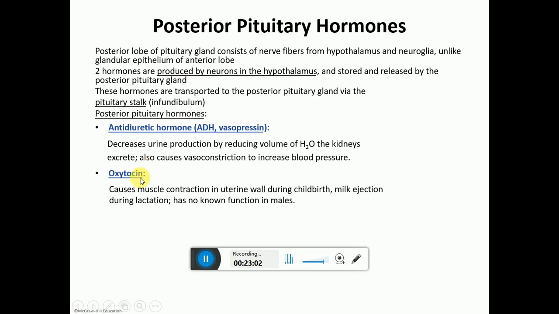The next hormone, oxytocin, leads to muscle contraction during childbirth. It also contracts the smooth muscles in the breast tissue in order to eject the milk during lactation. The function of it is not really known yet in males. It is said that it might have some kind of relationship leading to the bonding between dad and baby, but so far this is still under research.